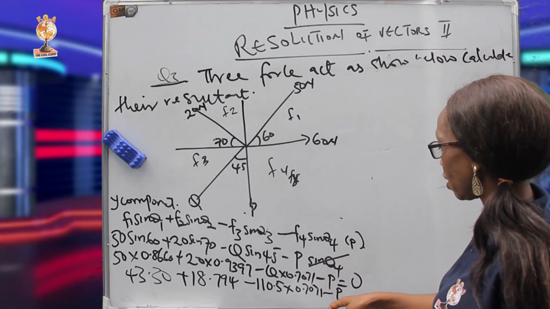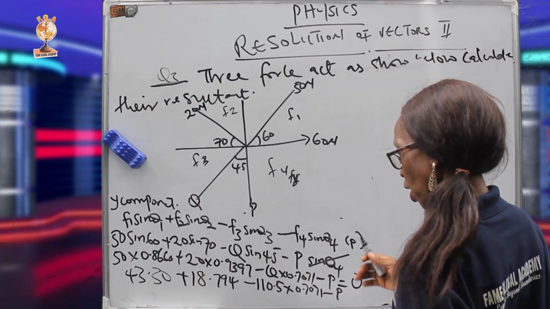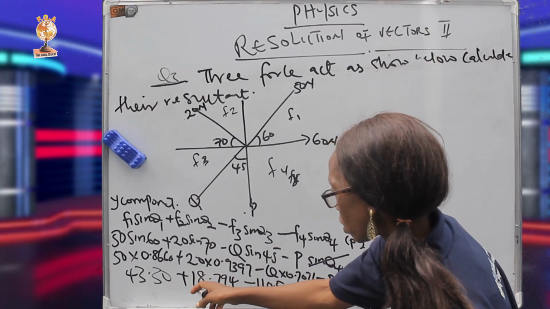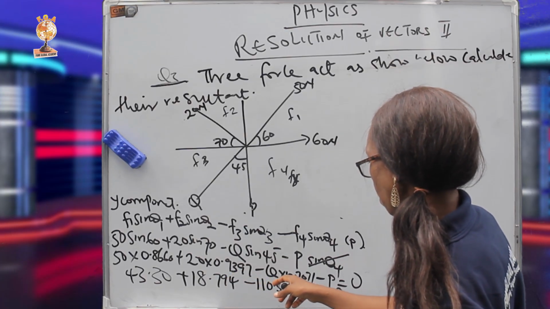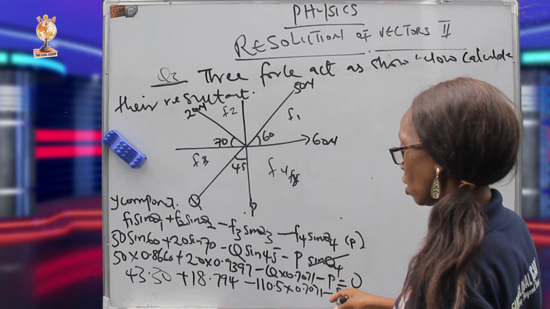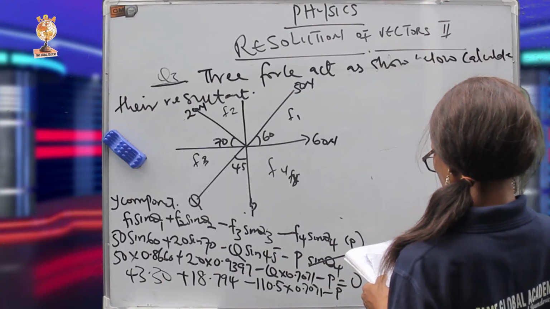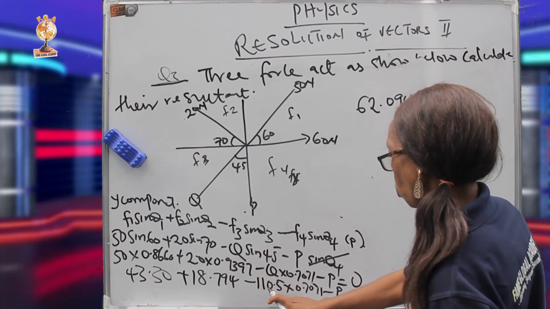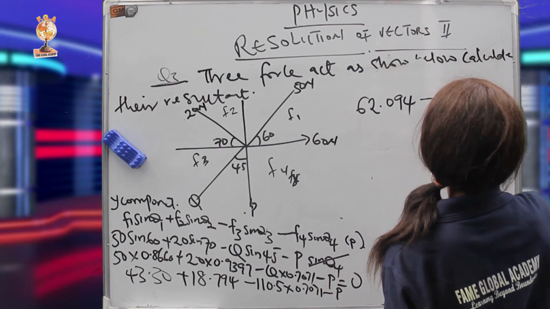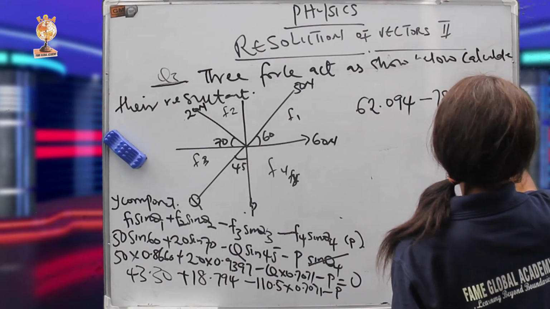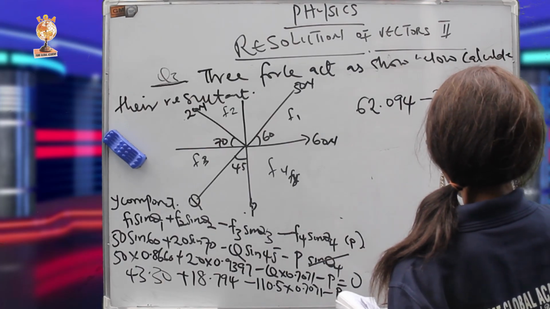So let's continue to find the value for P. We have 43.30 plus 18.794 minus 110.5 times this, minus P. So when we add this together, let's continue. 43.30 plus 18.794, and I have 110.5 times 0.7071. I have 78.135, and 78.135 is equal to P.